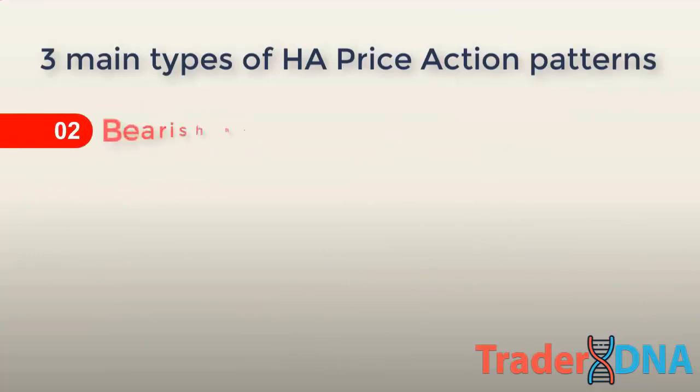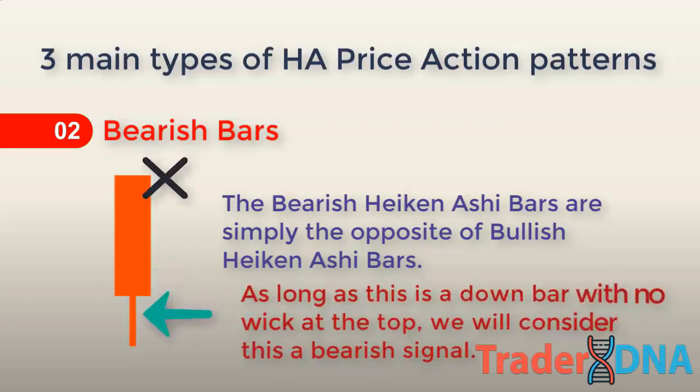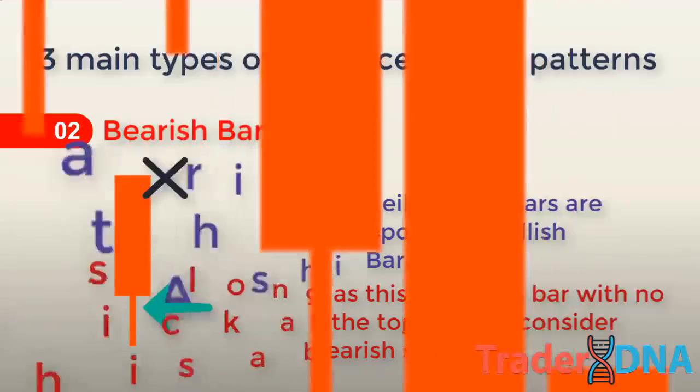Second, bearish Heiken Ashi bars. The bearish Heiken Ashi bars are simply the opposite of bullish Heiken Ashi bars. They have a wick at the bottom, but no wick at the top. As long as this is a down bar with no wick at the top, we will consider this a bearish signal.